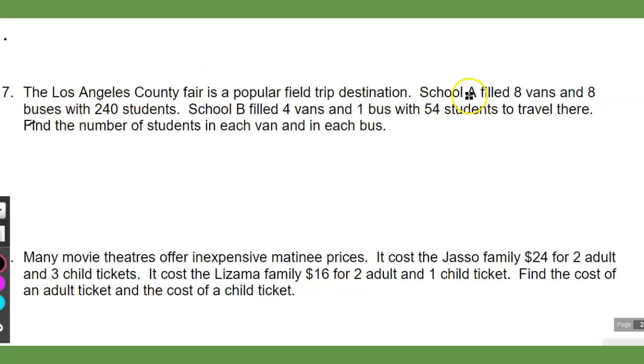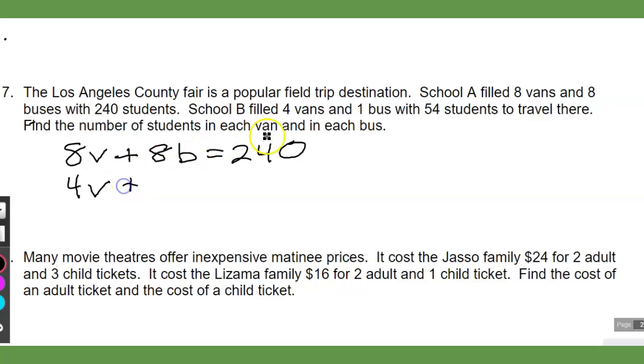Okay. So school A filled 8 vans and 8 buses with 240 students. So what's the equation? 8V, 8 vans plus 8 buses is 240. 8 vans plus 8 buses all together add up to 240 students. Okay. School B, we had 4 vans and 1 bus. You could put a 1 here if you want, and that equals only 54.